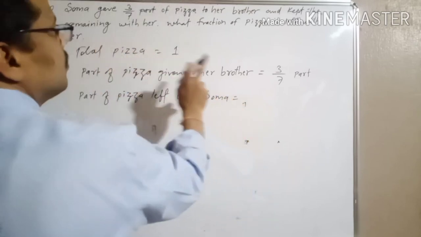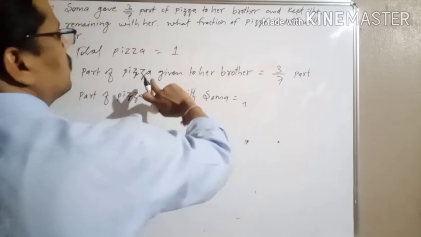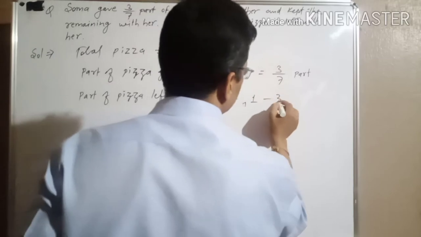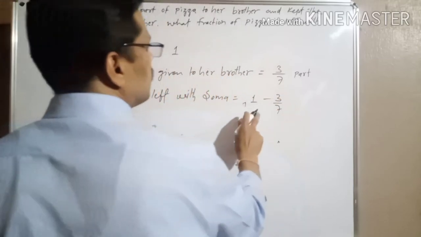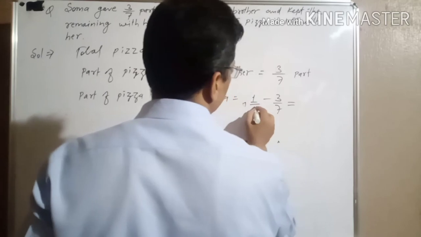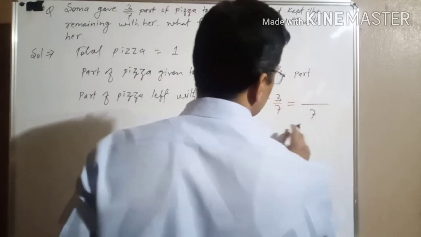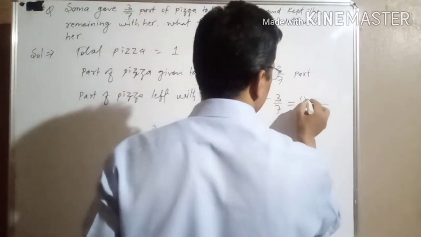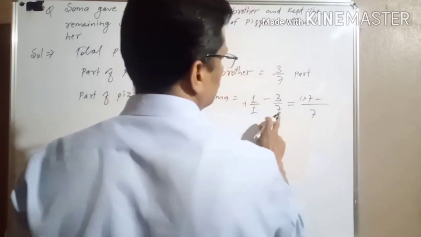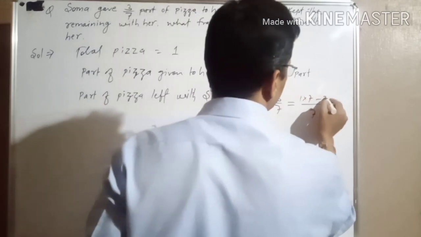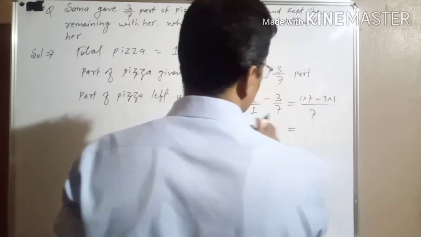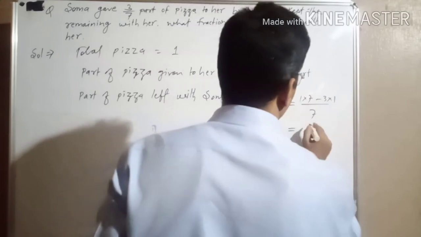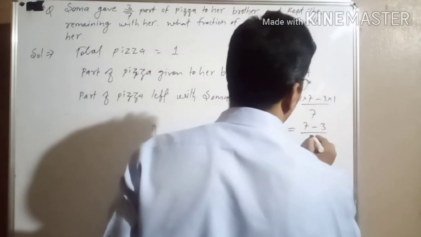Total pizza minus the part of pizza given to her brother. The total pizza is 1. And how much part again? 3 upon 7. So we subtract. In this case, when you find the LCM, this 1 can be written as 1 upon 1. The LCM will be 7. 7 divided by 1, so you get 7. And this 1 multiplied by 7, minus, this 7 divided by 7, you get 1, 1 multiplied by 3. Directly also you can solve it. I am showing it with the help of LCM only. 7 ones are 7 minus 3 upon 7.